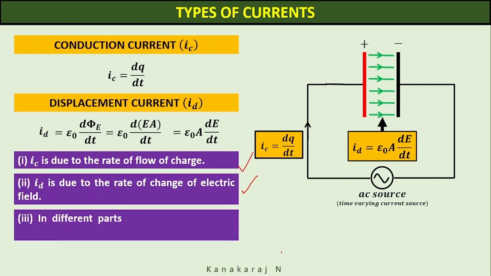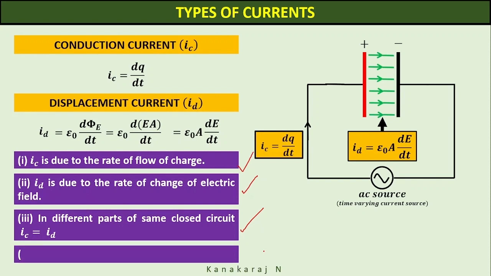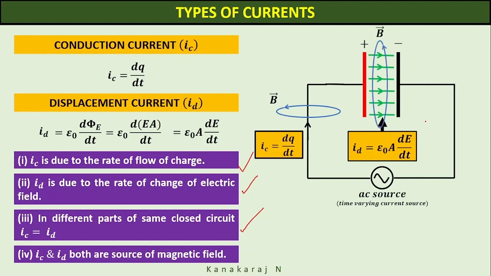Third, in different parts of the same closed circuit, the conduction current equals the displacement current. The conduction current and displacement current both are sources of magnetic field. Look here: near the conduction current, you have a magnetic field. Look here: near the displacement current, you also have a magnetic field.